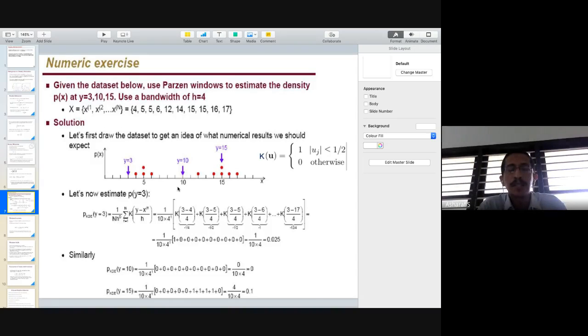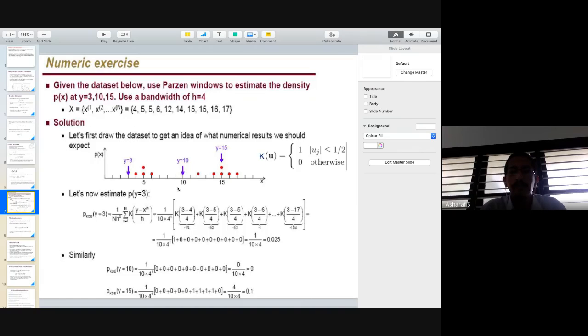So y is equal to 3, y is equal to 10, and y is equal to 15. You have got the points put out there. We define the window function as a hypercube with a bandwidth of 4, centered at 0, which is our origin. Let's now estimate P of y equal to 3. How do you estimate the density at y equal to 3?